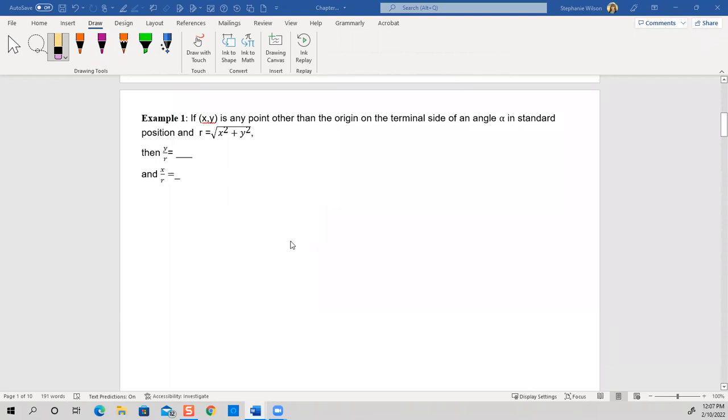Whenever we're talking about coordinates on a unit circle or a Cartesian coordinate, we always refer to the ordered pair as x comma y. When we are talking about the unit circle, x becomes cosine and y becomes sine. So in this first one, it says if the ordered pair x comma y is any point other than the origin, and of course we know what the origin is, it's the center of the graph. It's where x is 0, y is 0.